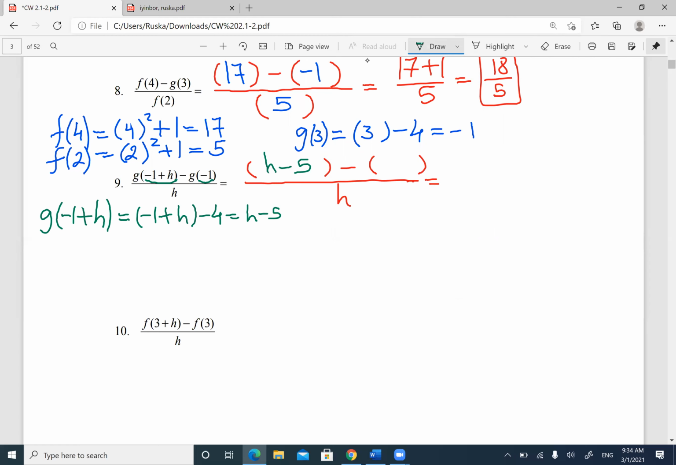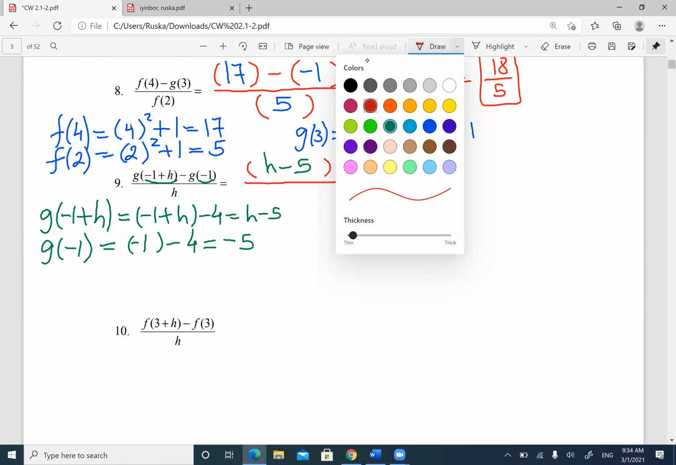Then I need to find what is g of negative 1, which is x minus 4. That's my function g, and I plug in negative 1. So it's going to be negative 5. So I'm going to put negative 5 here. Okay, everybody so far so good? And then we're going to simplify the fraction.